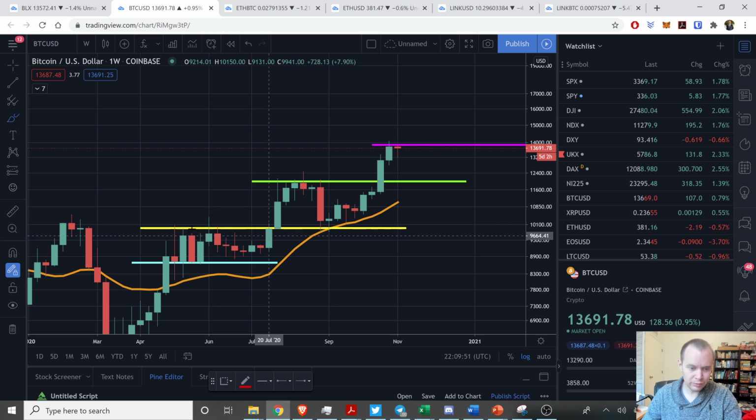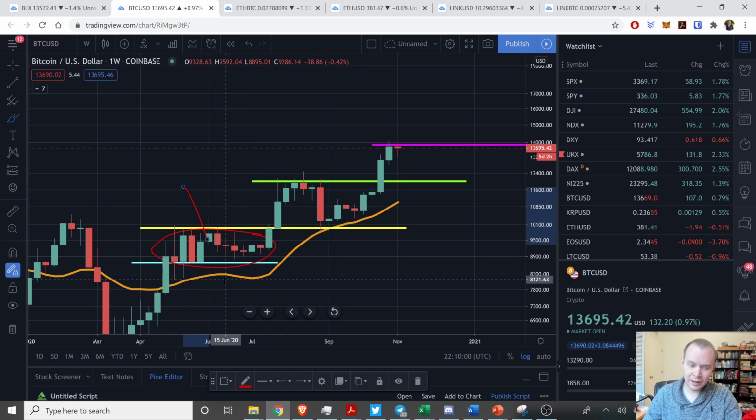So this was the first one, and it lasted a very long time. A lot of altcoins did very well in this period of time. A lot of people call this a distribution phase. We said, you know what, it looks like a reaccumulation phase to me. Then we had this period, our second reaccumulation phase.